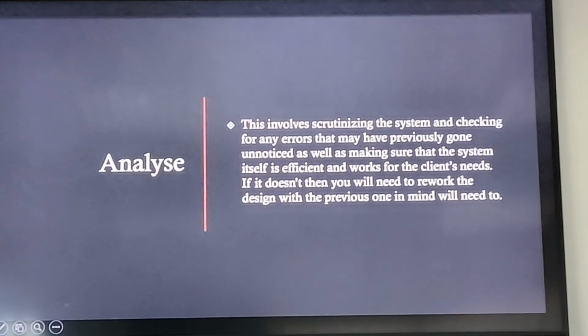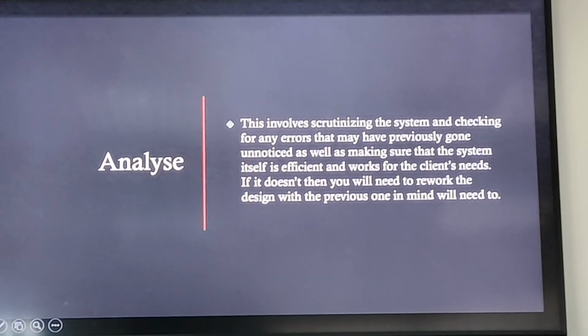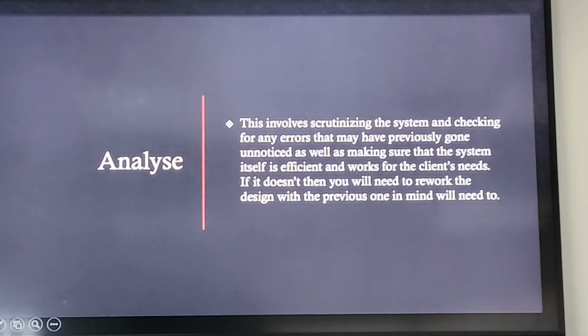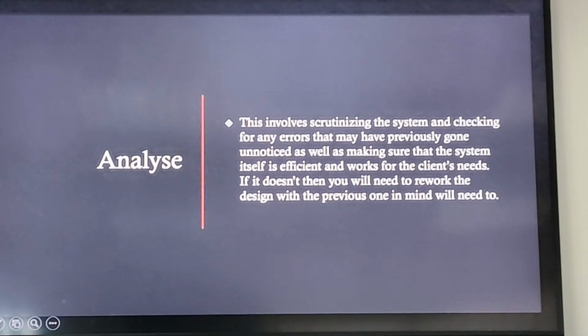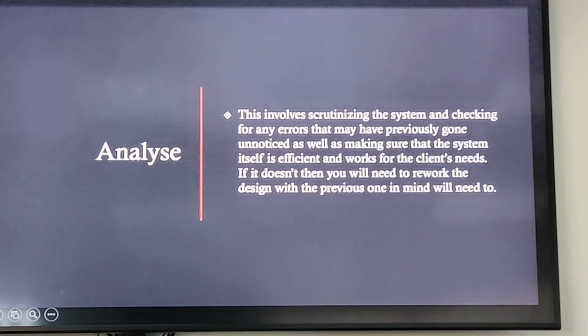And finally, analyzing. This involves scrutinizing the system and checking for any errors that may have previously gone unnoticed, as well as making sure that the system itself is efficient and works for the client's needs. If it doesn't, then you'll need to rework the design with the previous one in mind, and will need to maintain the system itself.